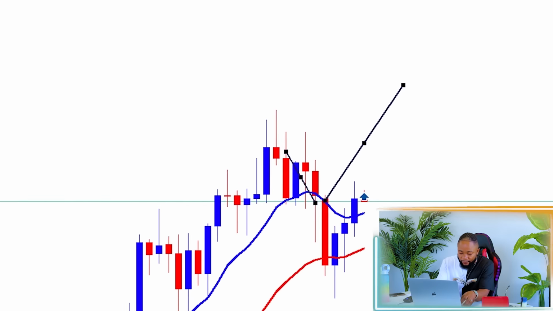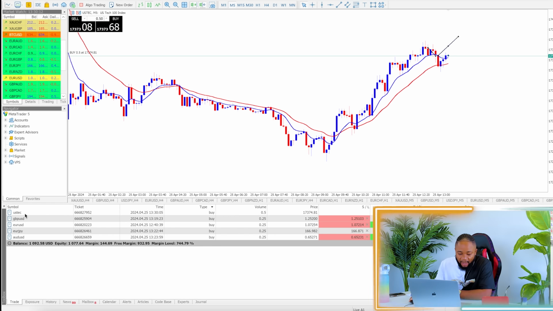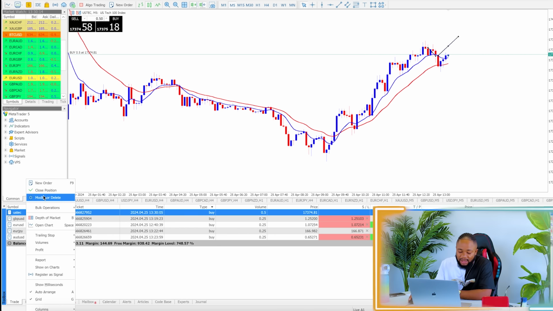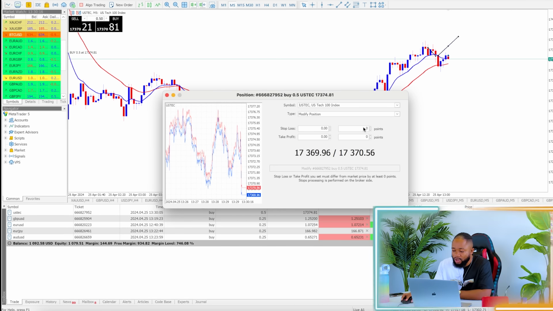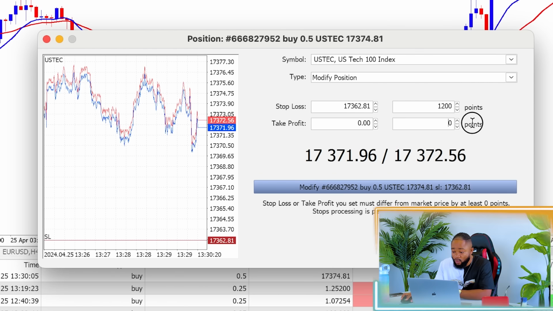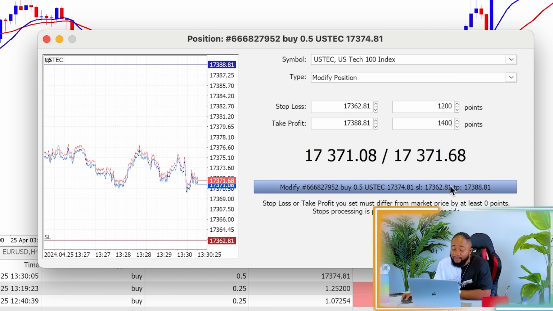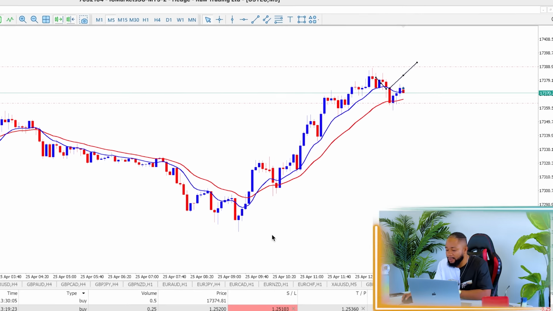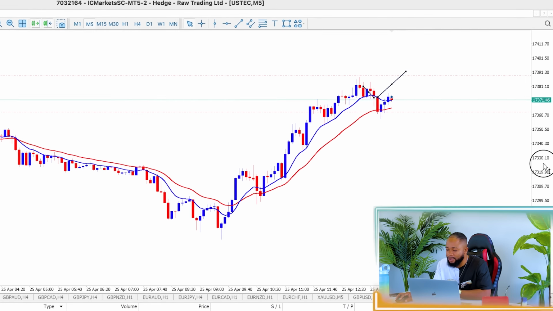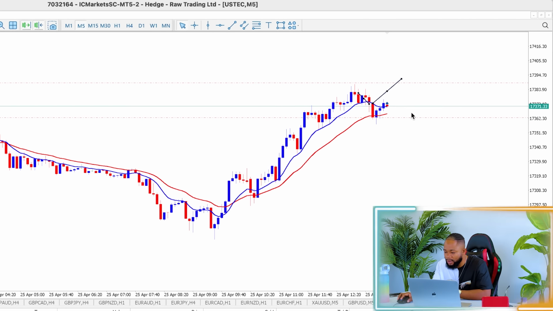Now, since we've just bought, we can go back to our trading terminal and quickly modify our position. We'll go to US Tech, go to Trade Modify. Remember, our stop loss was 120 pips, which is 1,200 points, and our take profit is 140 pips, which is 1,400 points. Voila. So you can see this is our stop loss right here. I want us to stand below this swing. So if I measure from here to here, I'm just waiting for it to update.